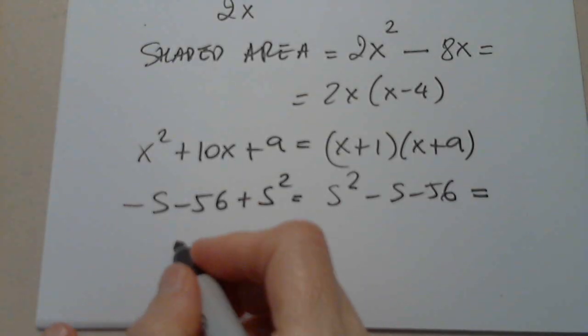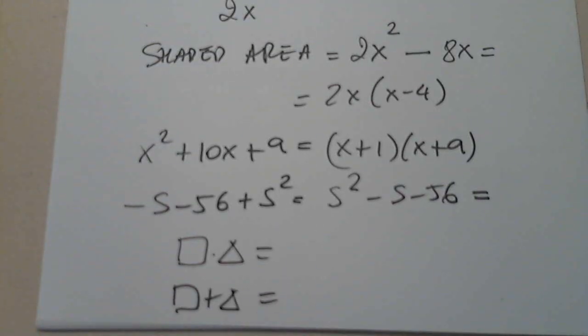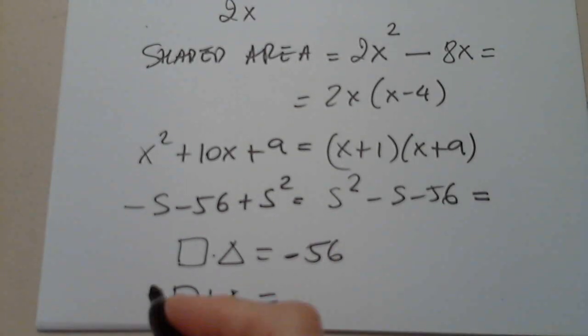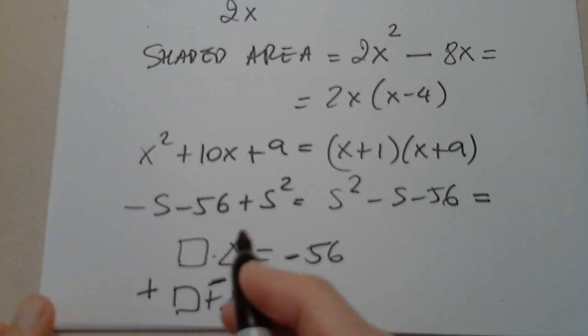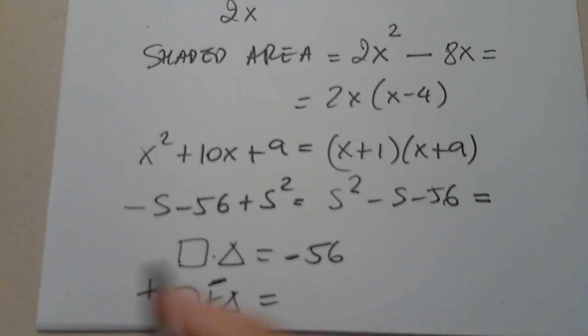Can anyone give us the sum? So we're looking for two numbers whose sum is and whose product is. The product is? Negative 56. Indeed. Since the product is negative, we're looking for a positive and a negative. And the sum is? Negative 1.